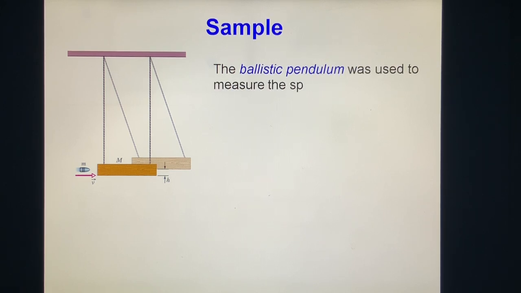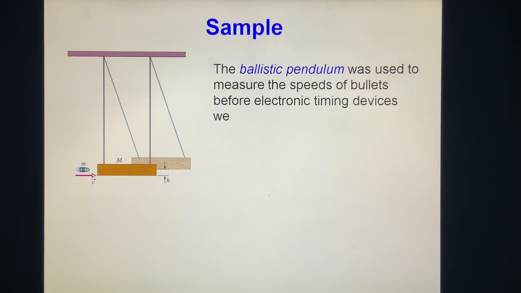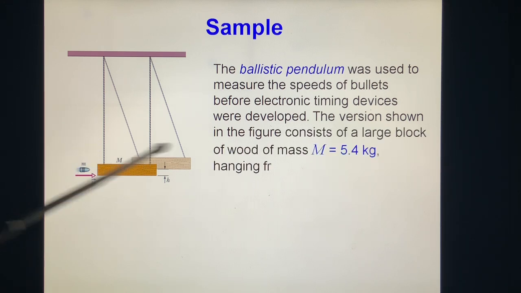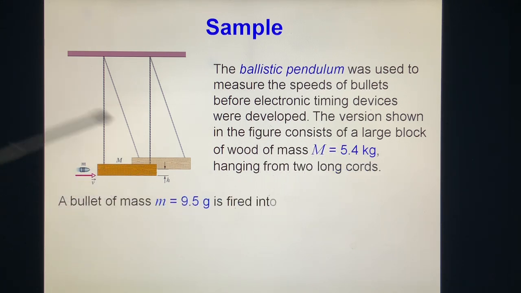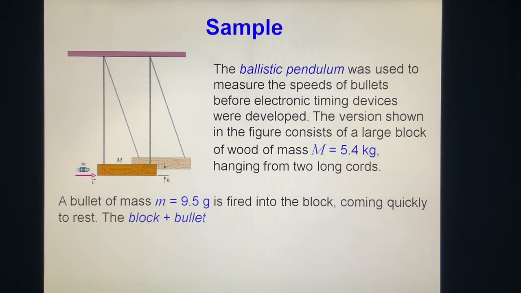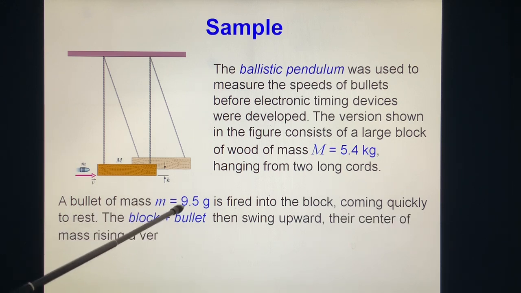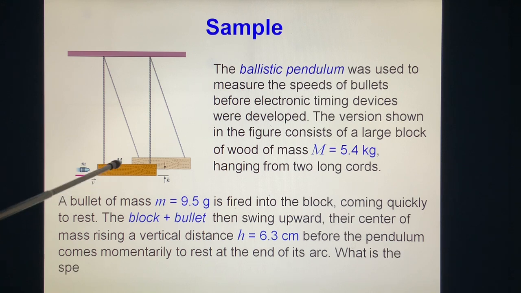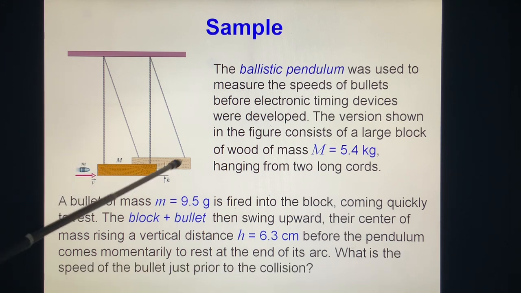The ballistic pendulum was used to measure the speeds of bullets before electronic timing devices were developed. The version shown in the figure consists of a large block of wood of mass M, 5.4 kilograms, hanging from two long cords. A bullet of mass m, 5.95 grams, is fired into the block, coming quickly to rest. The block and bullet then swing upwards, the center of mass rising a vertical distance h of 6.3 centimeters before the pendulum comes momentarily to rest at the end of the arc. What is the speed of the bullet just prior to the collision? Okay, that's just prior to the collision.